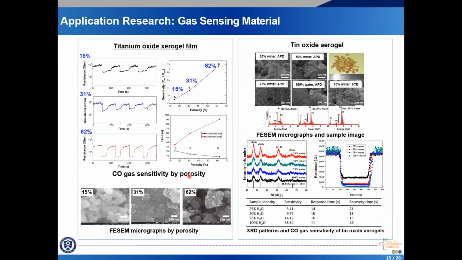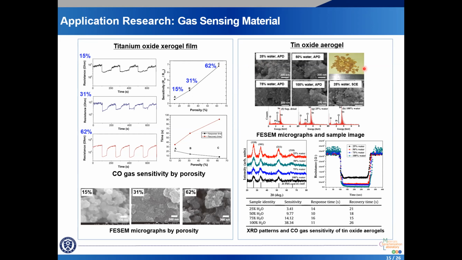The enhanced carbon monoxide gas sensing properties of titanium aerogel were investigated. As we can see, the highest porous sample with the largest surface area showed the highest sensitivity.